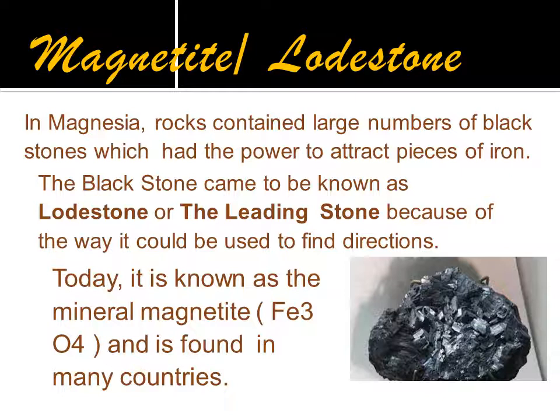The black stone was named lodestone, or the leading stone. Why was it called the leading stone? Because of the way it could be used to find directions. During ancient times, these magnets were used to find directions. There was no navigation or GPS or latest technologies, so they used to either observe the stars or take help from the magnets.